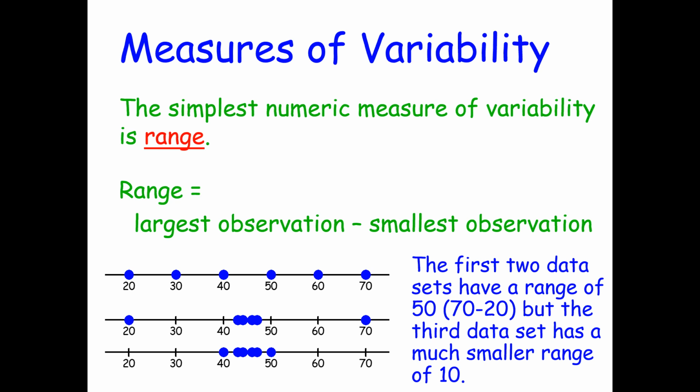It's important to note that when you are describing the range, you are giving a single number. So you're saying the range is 50 or the range is 10. You are not giving the ranges from 70 to 20.